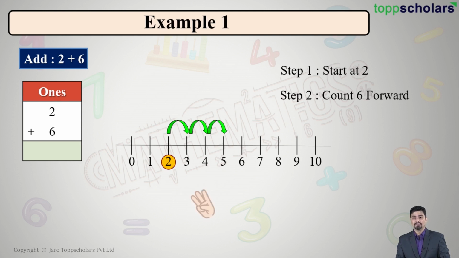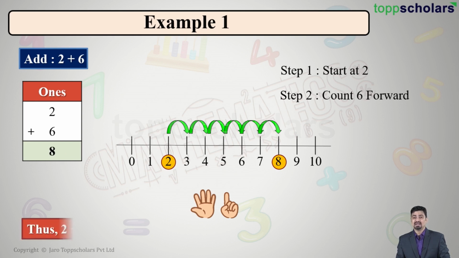Second time. Third time. Fourth. Fifth. And one more time. That is 6. So have we counted 6 forward? Yes, we have. And we have reached the number 8. So my dear students, we have added 2 plus 6 to get the answer 8. Thus, I can write 2 plus 6 is equal to 8.